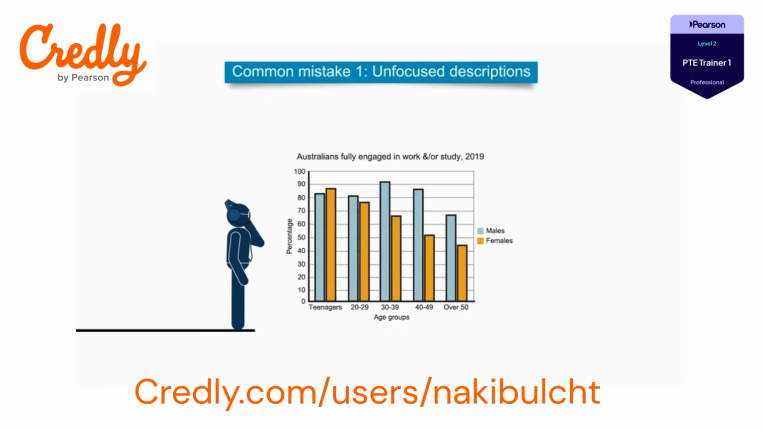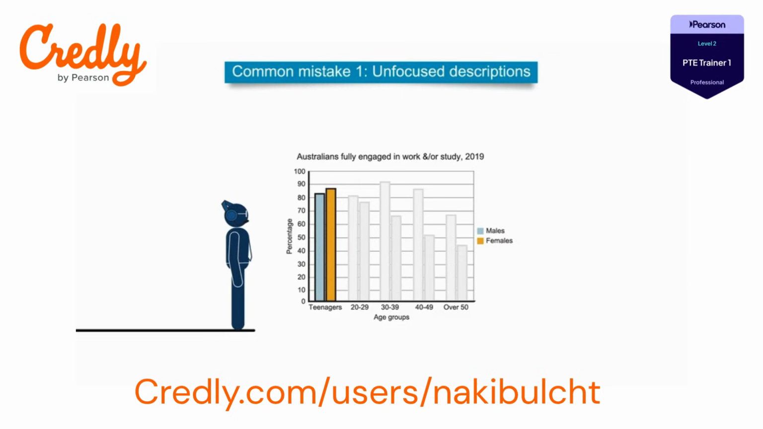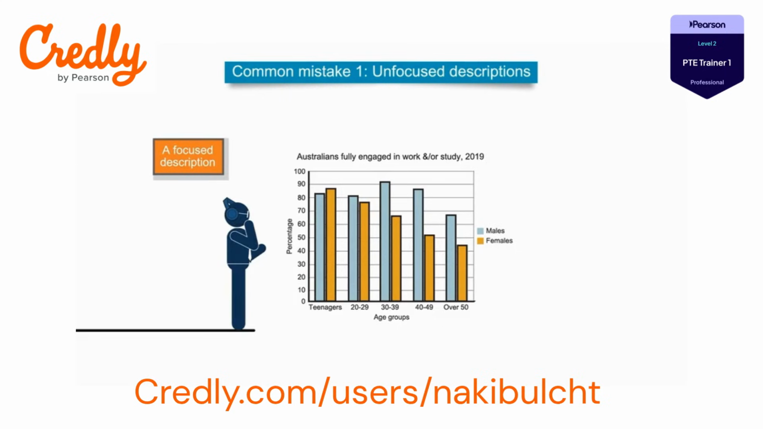The description is unfocused because, firstly, it doesn't start with an overview of the data. It immediately begins talking about the teenagers column. Give an introduction that deals with the image as a whole. Use a sentence like, The graph shows the proportion of Australians working or studying by gender and age group for the year 2019.